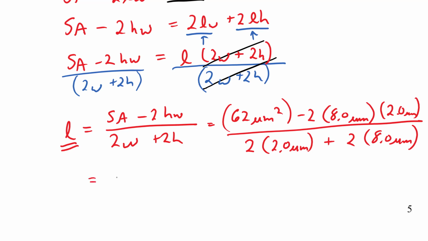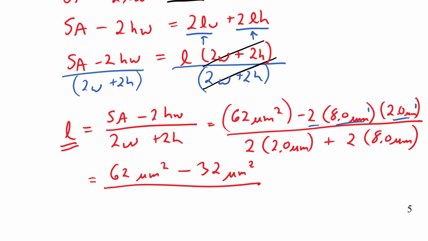Let's work this out now. 62 micrometers squared, subtract. We're going to multiply these values together. 2 times 8 is 16, times 2 is 32. Notice here you don't see an exponent on your unit, but we know it's there. It's a 1. We have 2 exponents with the same base. We're multiplying them together, so we add them. So this gives me micrometers squared.